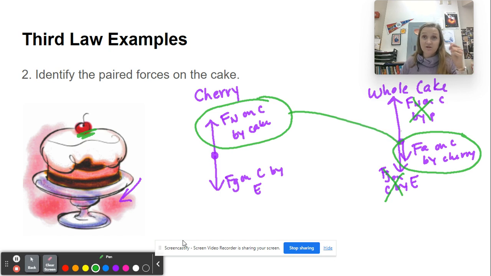And again, we go through that checklist. Is it two separate objects? Yes. Are they pointing in opposite directions? Yes. Are they the same size? They're not drawn the same size, but I know because it's the interacting force that they are the same size. That's a big thing when we get into that calculation piece we're going to do.